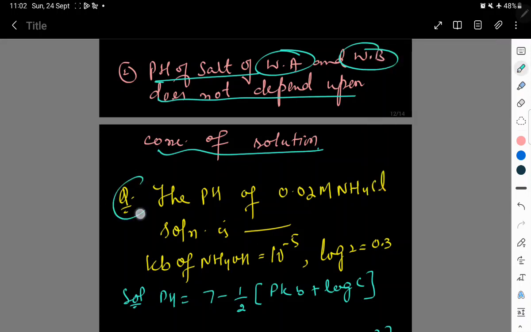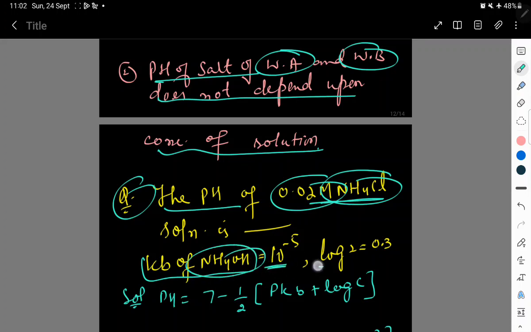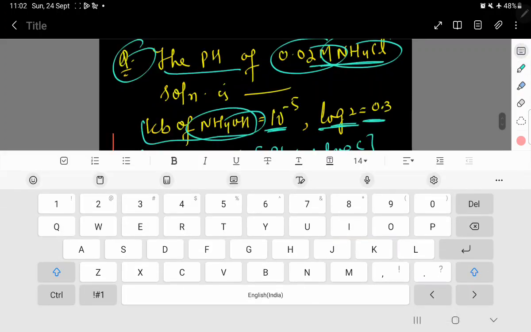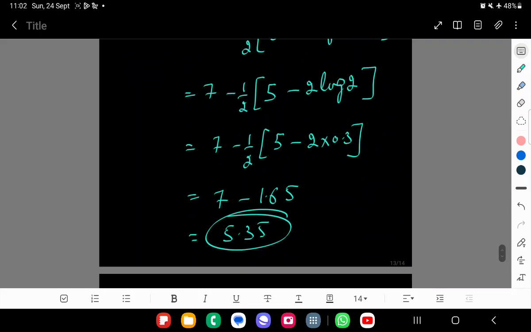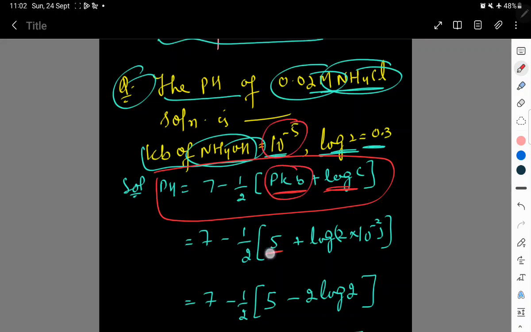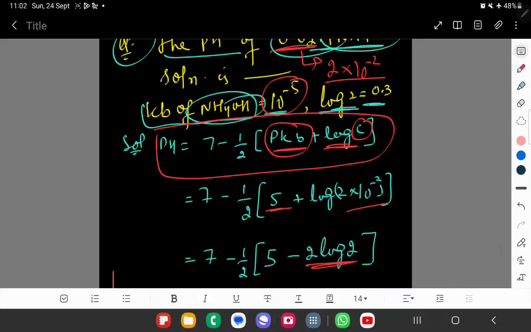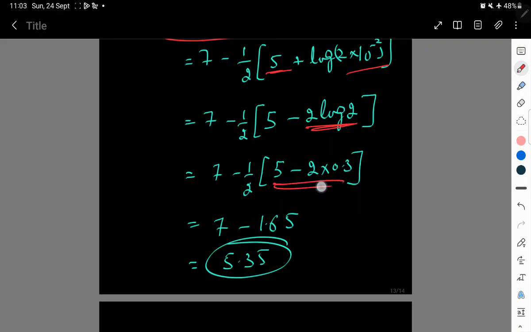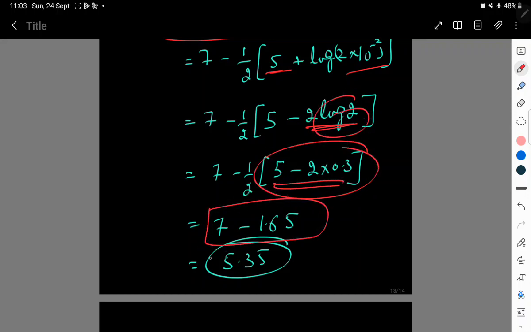Now I have written a question here. The pH of 0.02 molar ammonium chloride salt solution is, Kb for ammonium hydroxide is 10 raised to minus 5 and log 2 value is 0.3. Now how to calculate the answer for this solution? The pH formula is given by this equation, 7 minus 1 by 2 pKb plus log C. When we put the value 10 raised to minus 5 here, it will become 5, and the concentration is given to us as 0.02 molar. We can write 2 into 10 raised to power minus 2. When we put this value here, it will become 2 log 2. On solving this problem and putting the log 2 value, we will get 7 minus 1.65, so 5.35 is the required answer here. Okay, thank you.